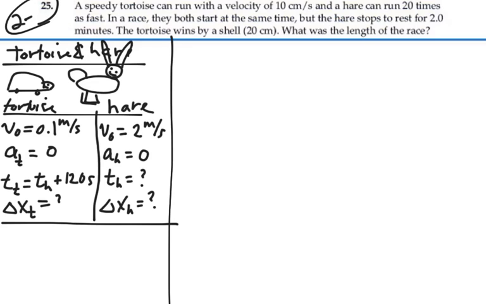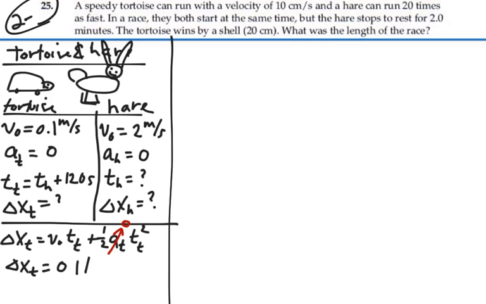In particular, the displacement for the tortoise is going to equal the initial velocity for the tortoise times time for the tortoise plus 1/2 acceleration for the tortoise times time for the tortoise squared. But the acceleration of the tortoise is 0 because they have constant velocity. So the displacement for the tortoise is going to equal the initial velocity 0.1 times the time for the tortoise. Sounds good? That's one equation.